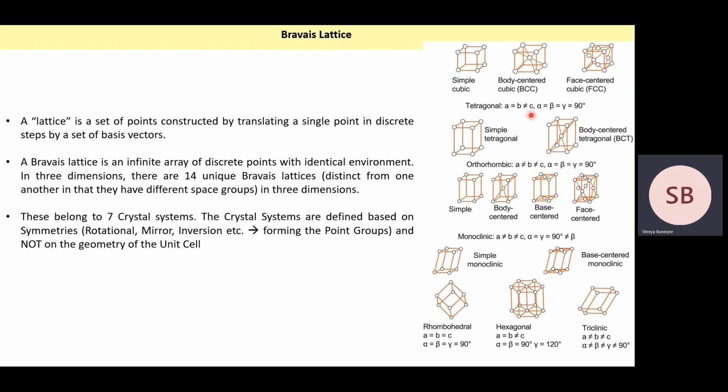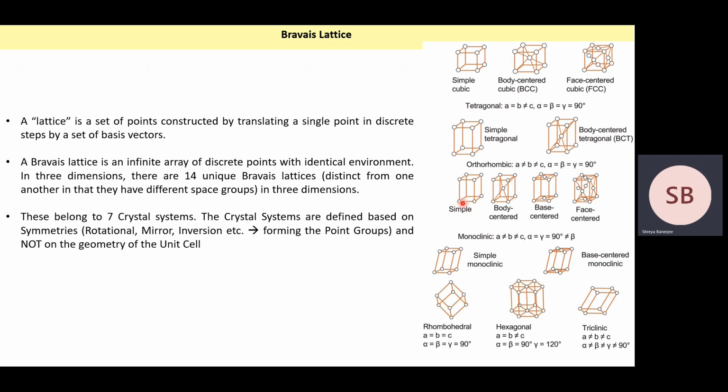Now in tetragonal, alpha, beta, gamma are all 90, but 2 sides are equal and the third side is not equal. Tetragonal can again be simple tetragonal or body-centered tetragonal. Next is orthorhombic, where all the sides have different lengths, but all the angles are equal and they are 90.